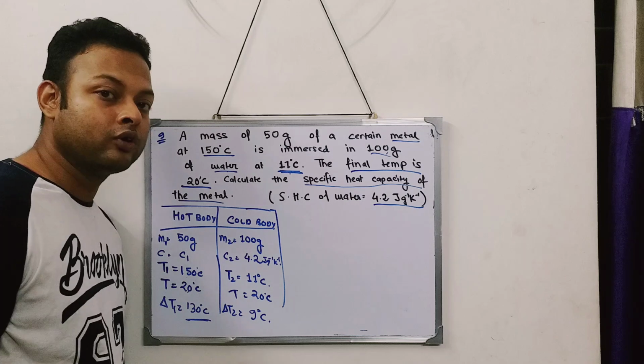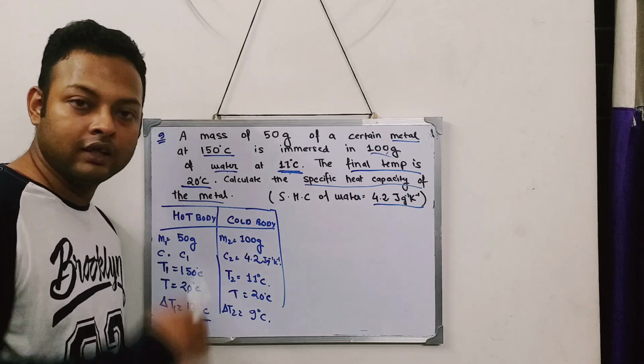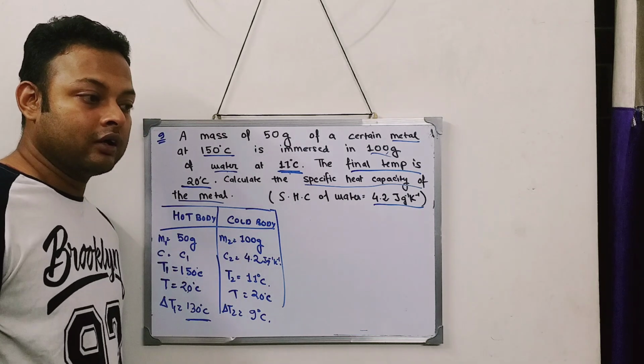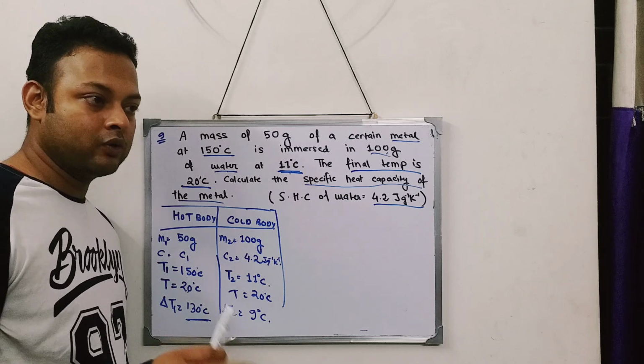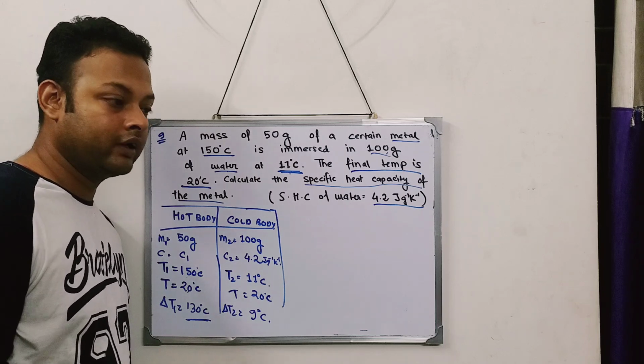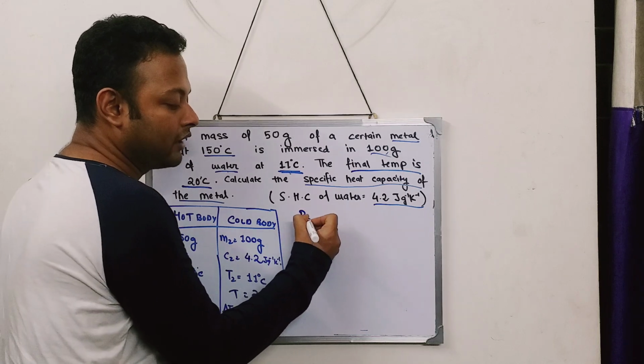As I told you, every sum in physics is related to some formula. Previously we have done the formula Q is equal to mc delta T. Now we'll use the principle of calorimetry over here.